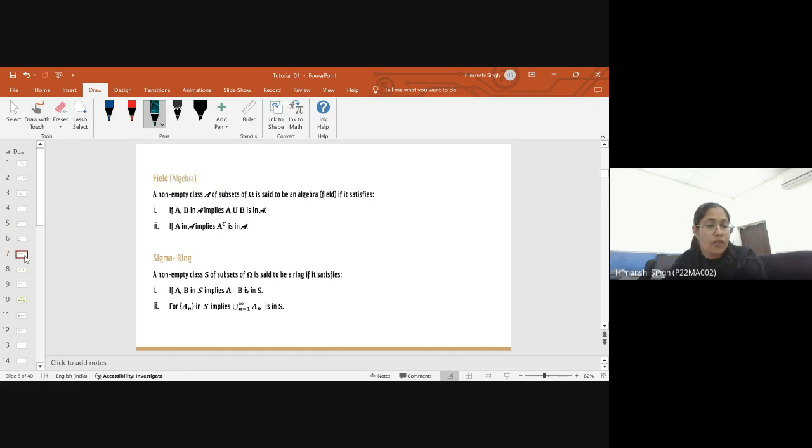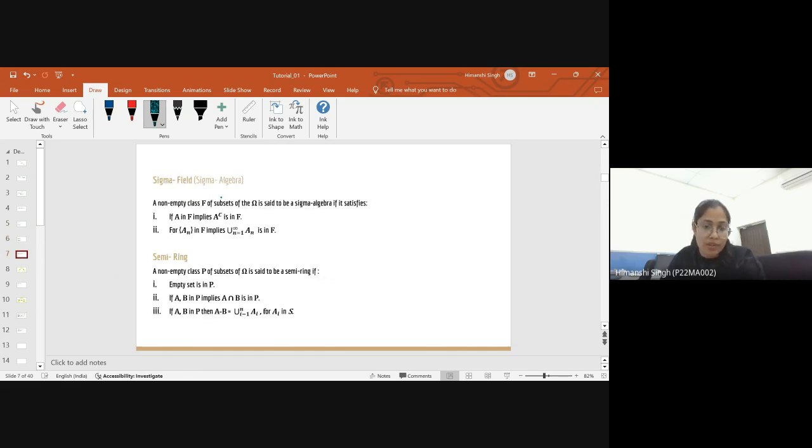Now apart from this, sigma field was also defined. So basically, a class F of subsets of omega is said to be a sigma field if for any element its complement is also in F, and for any sequence of subsets of omega, the countable union of those elements is also in F. Then we'll say that F is a sigma field.